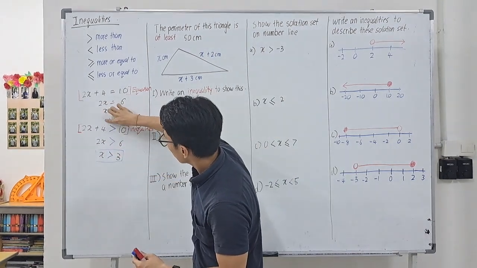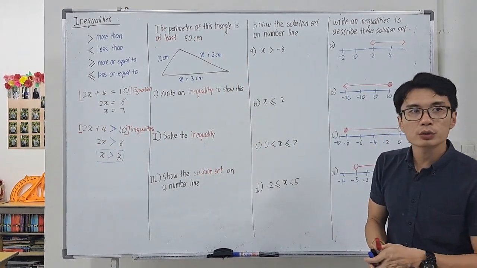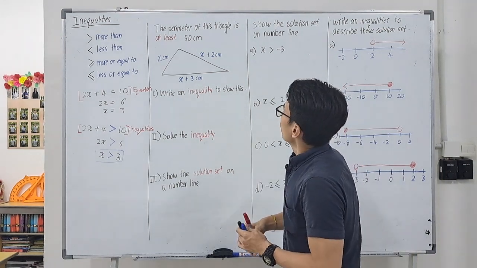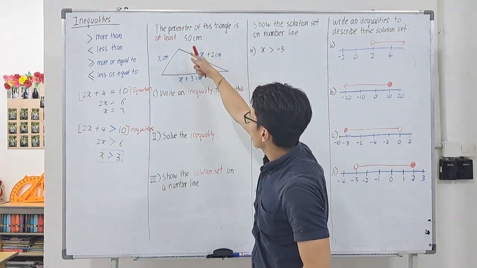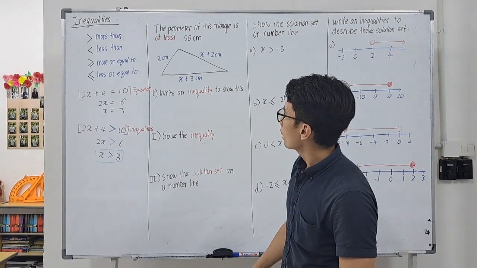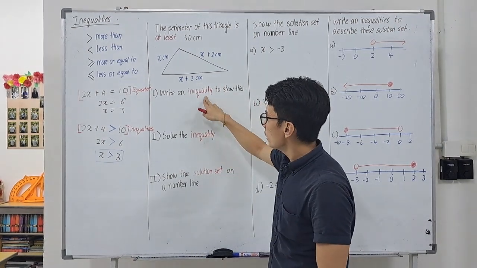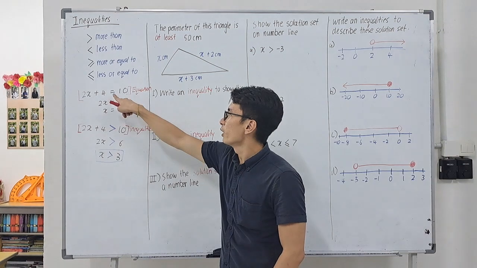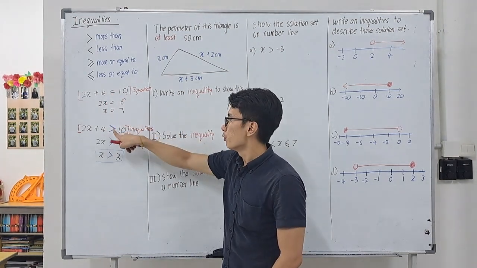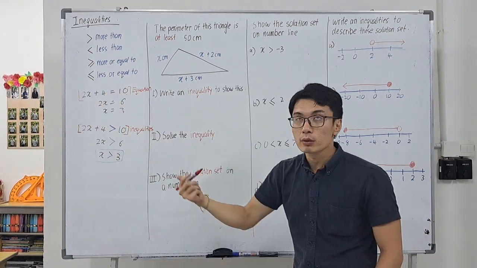Now we're going to try out some questions so that you know more about the application of inequalities. Now I have a question: this triangle's perimeter is at least 50 centimeters. I want you to write an inequality about this. Remember, an inequality looks like this, not like this. This is called an equation. An equal sign is an equation. If you see these signs, the pointy signs, then it's called an inequality.